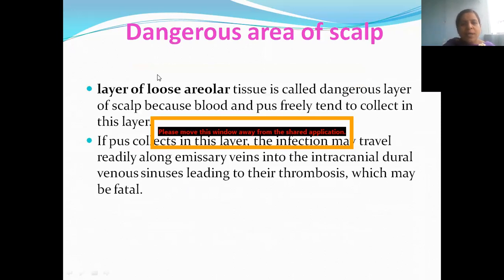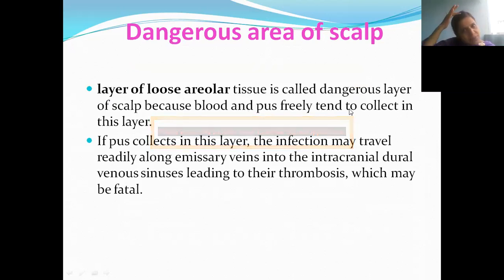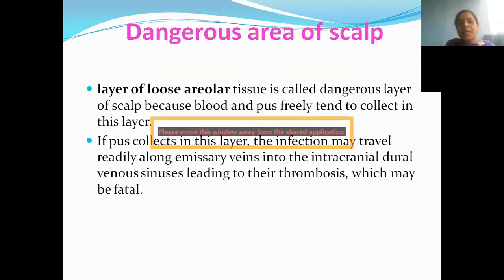Okay, so the dangerous area of scalp: the layer of loose areolar tissue, that is the fourth layer, is called the dangerous area because blood and pus freely tend to collect. It is a very loose area, no? You can easily move your scalp over the fourth layer. So whatever infection is there, pus is there, blood is there, it gets easily collected over that fourth layer. Hence, the fourth layer of the scalp is called the dangerous area.